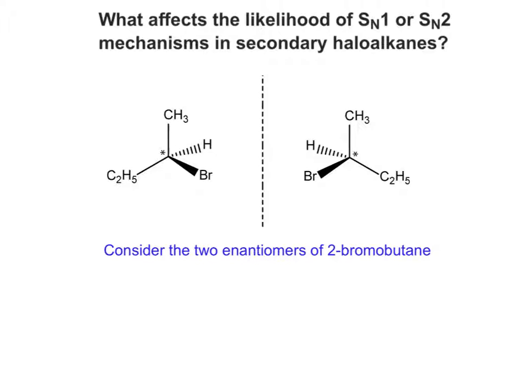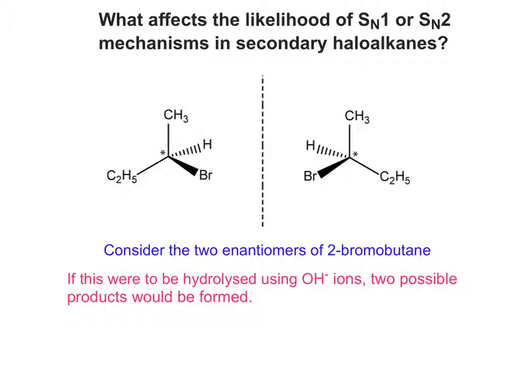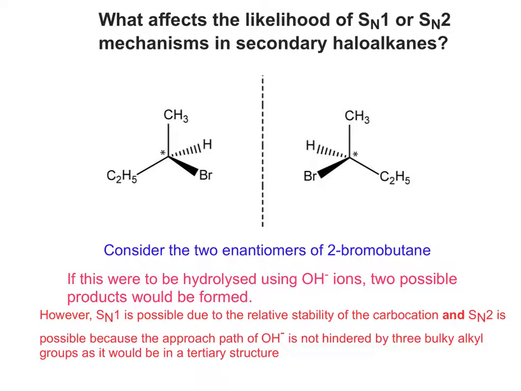So if we look at the two enantiomers of 2-bromobutane, if you were to hydrolyze this using OH- ions, two possible products would be formed. So for two different reasons, Sn1 or Sn2 are a possibility. For Sn1 to occur, you have to have a stable carbocation. There's just enough stability in a secondary structure for this to be happening. For Sn2 to happen, the approach of the OH- from behind has to be unhindered, therefore bulky alkyl groups will get in the way.